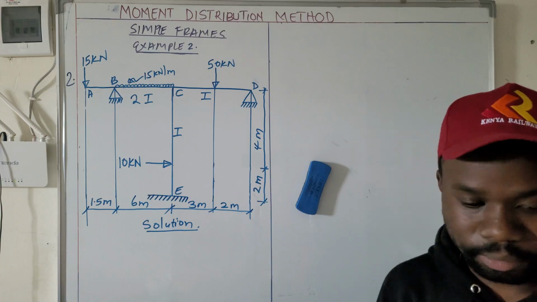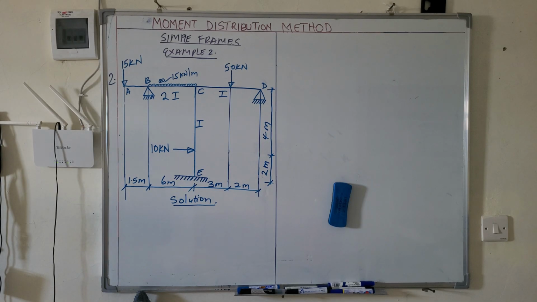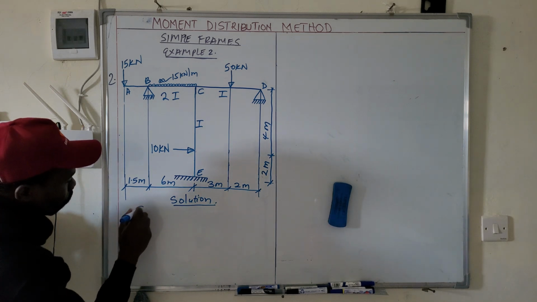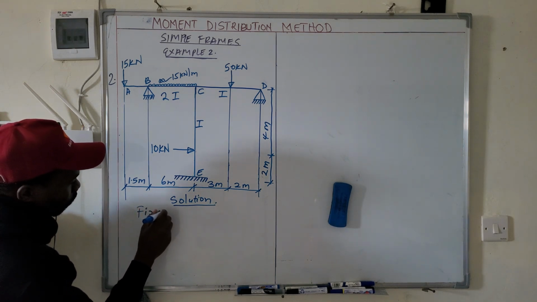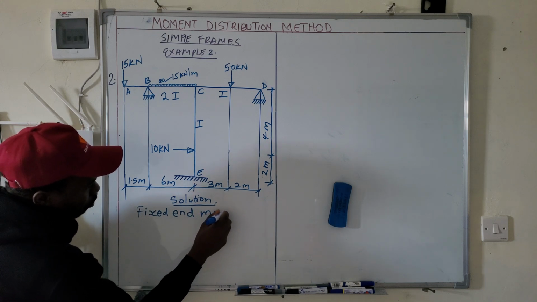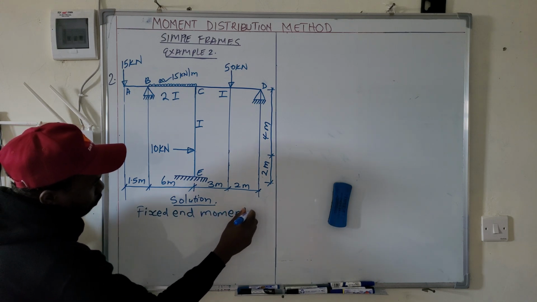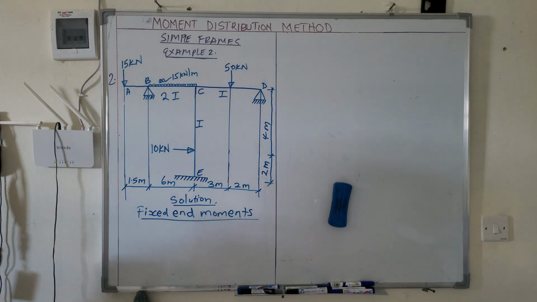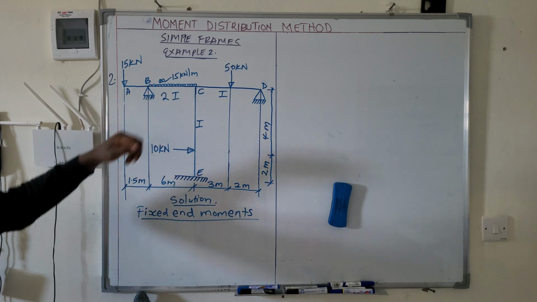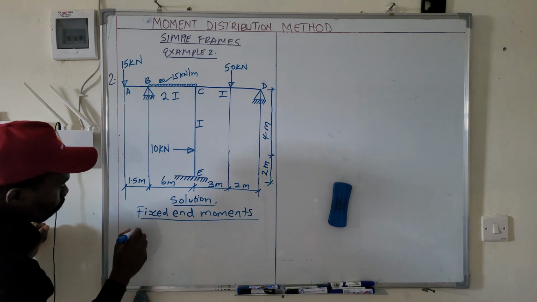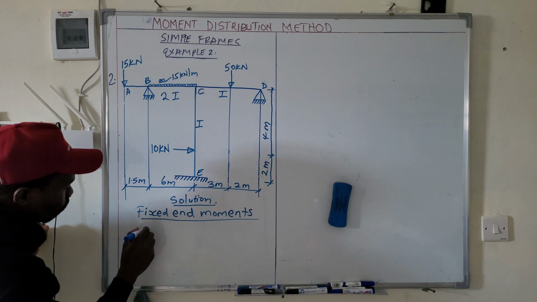Solution. So we begin with the fixed end moments. We'll begin with span BC. So under span BC, we have this one.